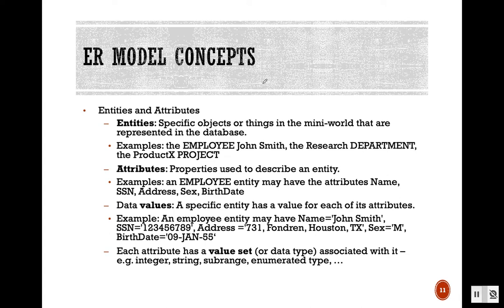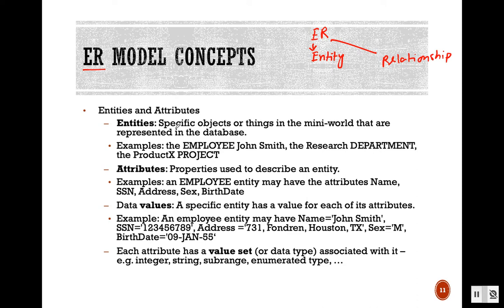So now we are going to first see a couple of important concepts from the ER model. In the ER model, E stands for entity and R stands for relationship. One important ingredient of the ER model is the entity. So what does entity mean? Entity means a specific object or thing in the mini world that will be represented in the database.